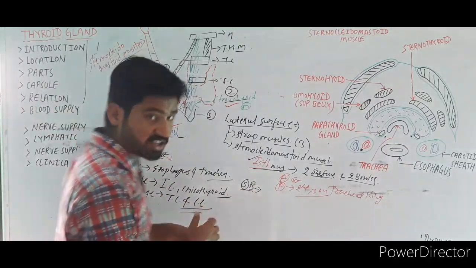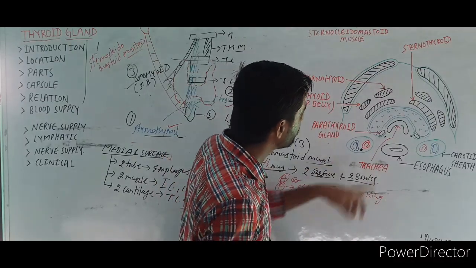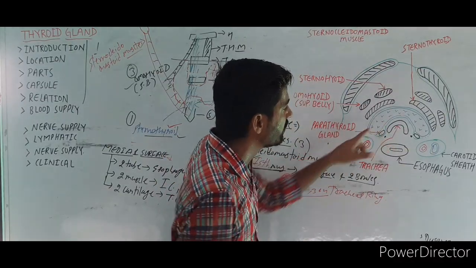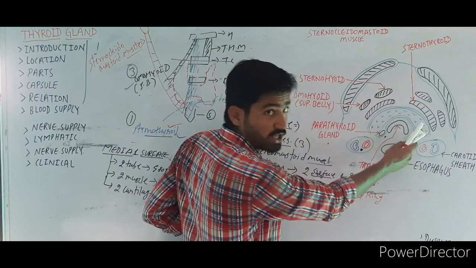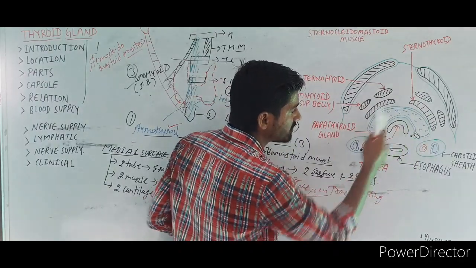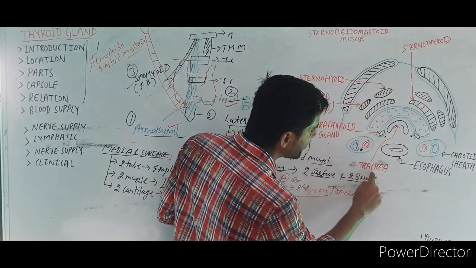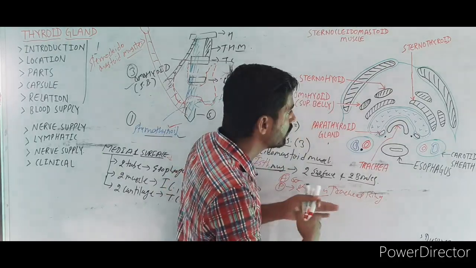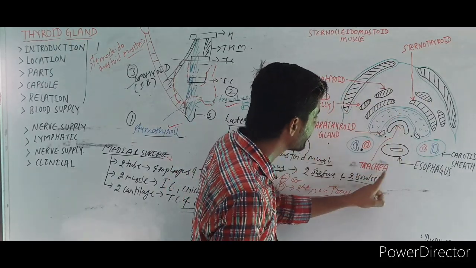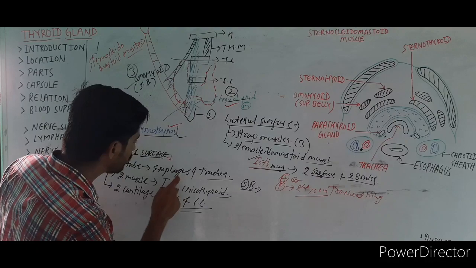And see, what is this diagram? This is the horizontal section of the thyroid gland. So this is the thyroid gland, two lobes of the thyroid gland, and this is the isthmus. Just behind, this is the trachea and this is the esophagus. Am I right? So medially, the trachea and the esophagus.